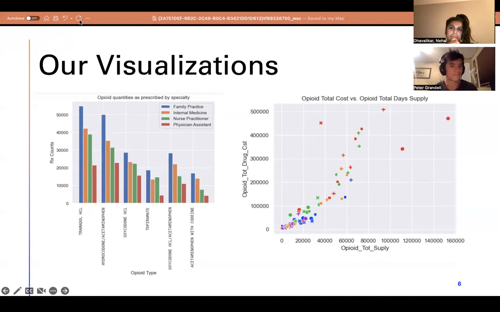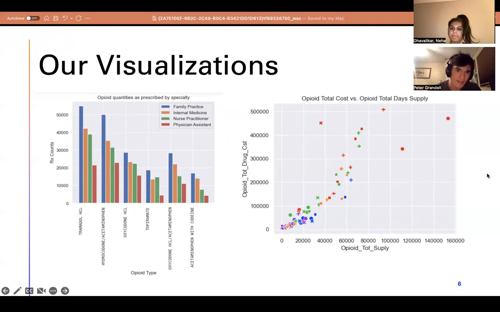An important note with this visualization is that it follows an expected trend in which the most common prescribing specialty had the most prescriptions per each opioid group. A slight exception to this pattern is in topiramate prescribing, in which nurse practitioners had slightly higher rates of prescribing this medication as opposed to internal medicine and physician assistants.